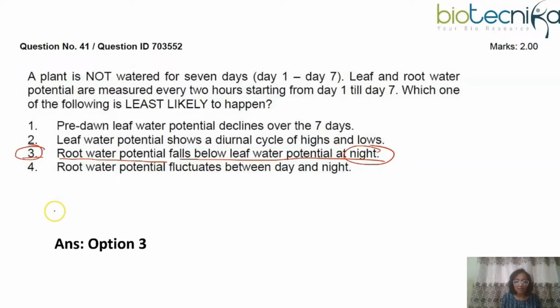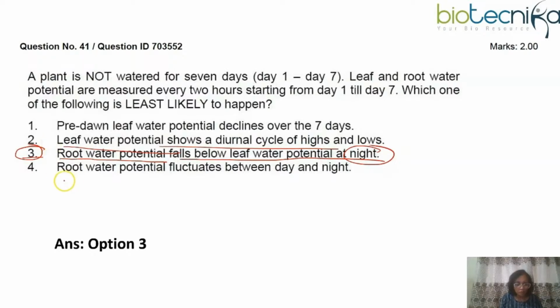Now what about statements 2 and 4? They can happen. Leaf water potential shows a diurnal cycle of highs and lows. Yes, because early in the morning the sun is not up, right? And at that time the transpiration process is less. As the day progresses, as the heat increases, as the sunlight becomes stronger, the transpiration process picks up. The rate of transpiration is more, and again it goes down as the evening comes. So yes, leaf water potential shows a diurnal cycle of highs and lows.